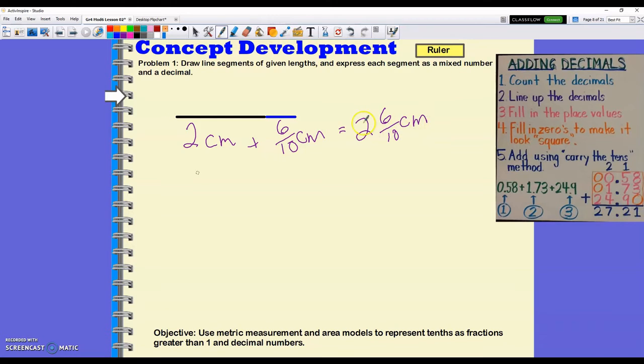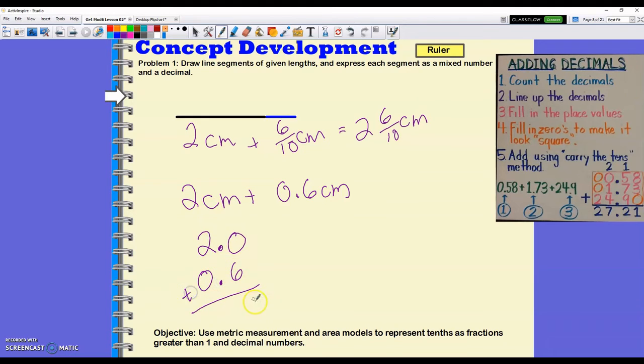But we also have to express this as a decimal. So we know 6/10 can be rewritten as 0.6. So we have our 2 centimeters, our 2 wholes, plus 0.6 centimeters. So how are we going to add these up? Remember, every whole number has an invisible decimal. Say it again. Every whole number has an invisible decimal. So once we write out the decimals, it's as simple as lining them up by the decimals and then just adding. 6 plus 0 is 6. Bring down your decimal. 0 plus 2 is 2. So it's rewritten as 2 6/10 of a centimeter.